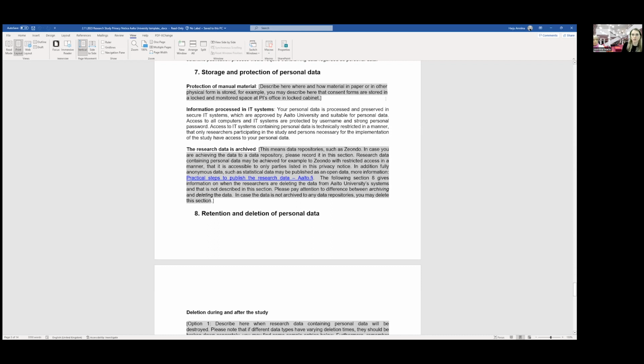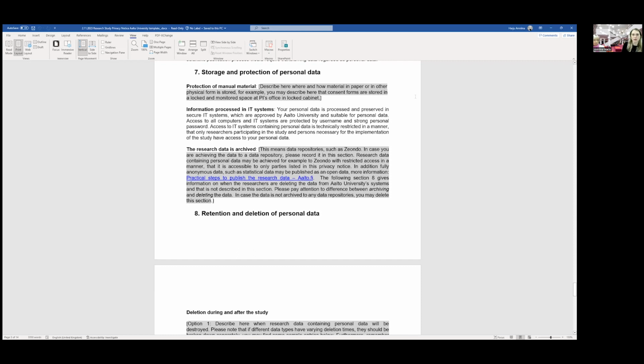So basically, if you still have some data on paper, we still have many cases where the consent forms, for example, are actually asked for on paper. So here you would need to describe how you will be storing the consent forms which are on paper. Usually the answer is something like in a locked cabinet in the PI's office, really simple. And then the next subsection is the information processed in the IT systems.